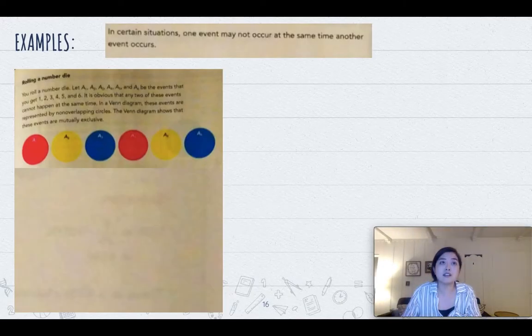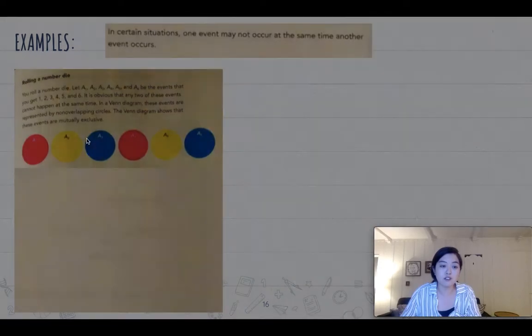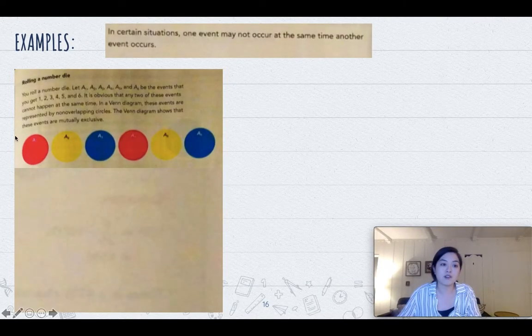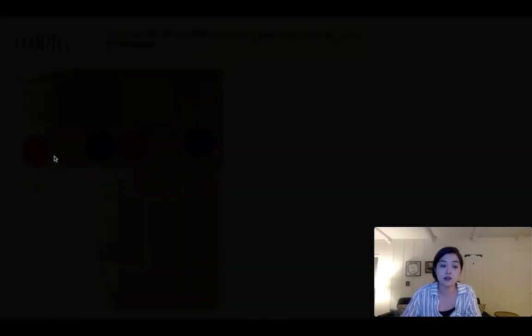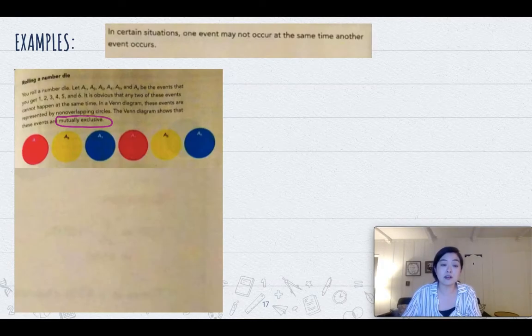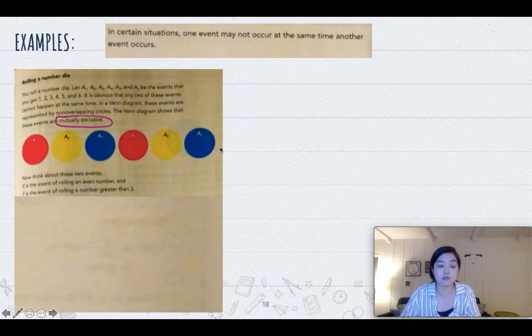And here's a Venn diagram that shows how these events are mutually exclusive. So we have A1, A2, A3, A4, A5, and A6. And notice that they're not overlapping one another. Okay? And so these are called mutually exclusive events because this Venn diagram does not overlap. The circles do not.